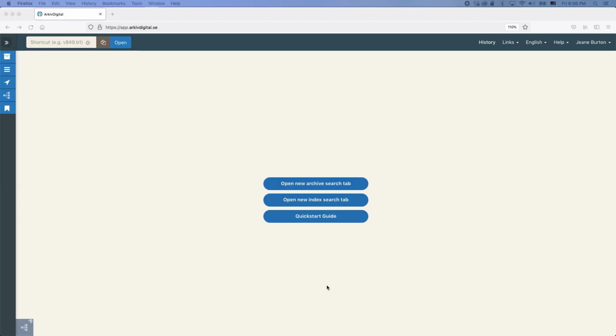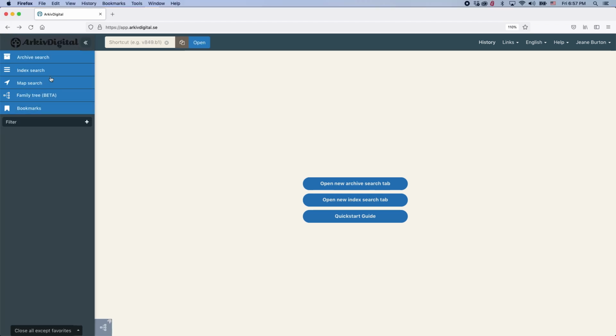In step A, it says that I need to locate a record such as a birth or a marriage. Using her birth date, I'm going to show you how to look for Hilma's birth record in hopes of learning the identity of her parents and discovering the residence where she grew up. The reason for doing this is so that we can find her family later in the household records. So let's look at Archive Digital.